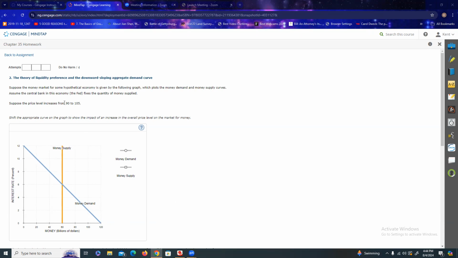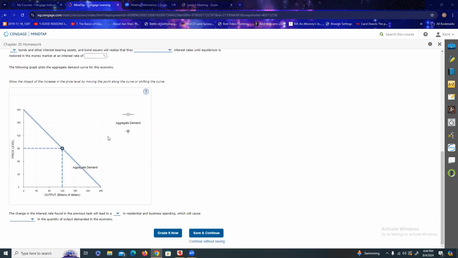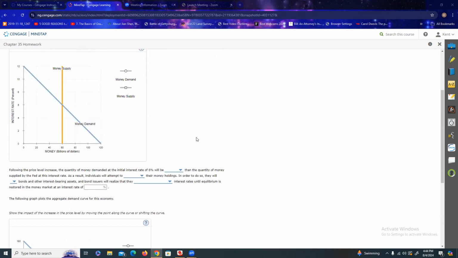Suppose the price level increases from 90 to 105. Okay, so we've got some inflation. Prices are going up. Now, to see that, we're really here. Here's the price level at 90, and it says it's gone up.